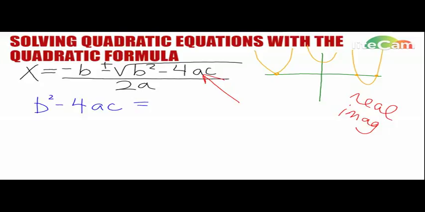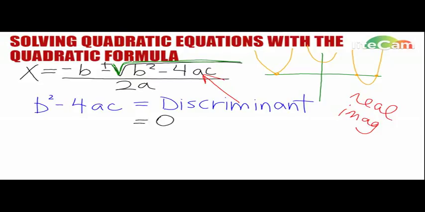So I'm going to write out b squared minus 4ac, and that's called the discriminant. Did you notice that I have not drawn the radical symbol? This square root sign right here is not used. It's only the piece underneath where I'm going to find the discriminant.